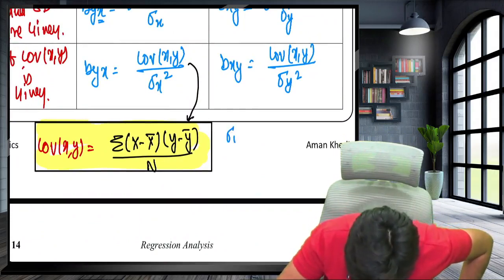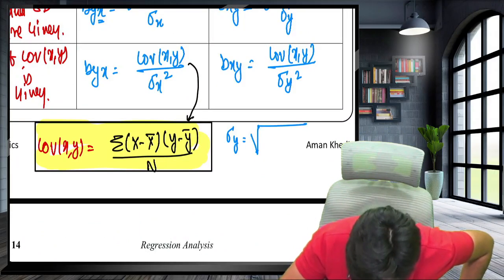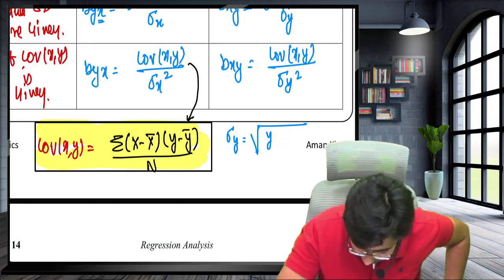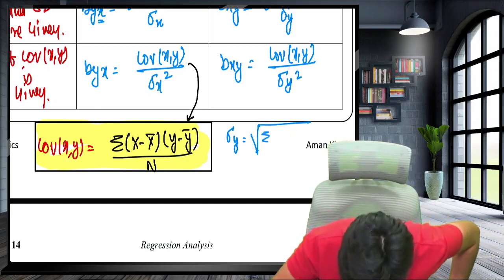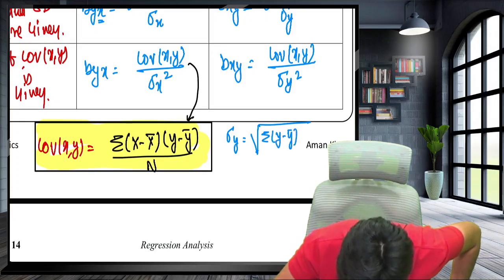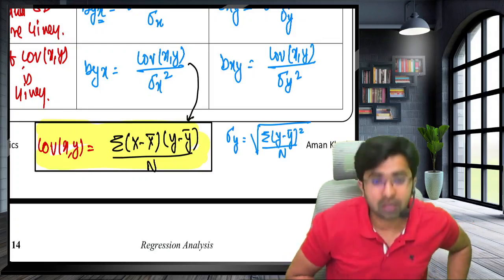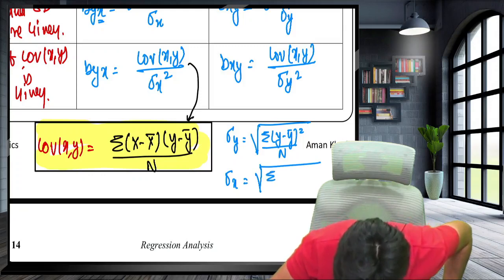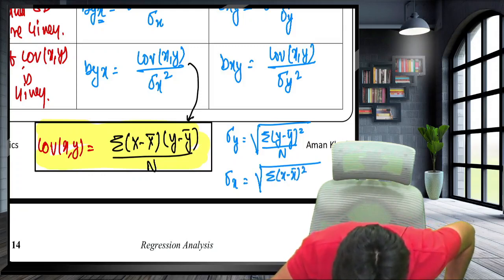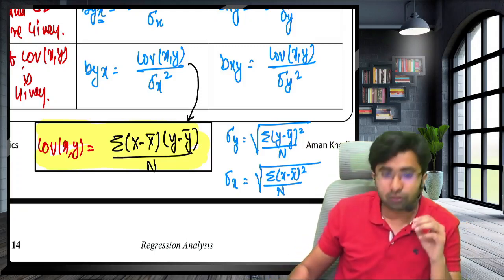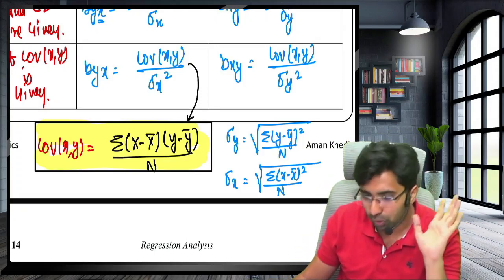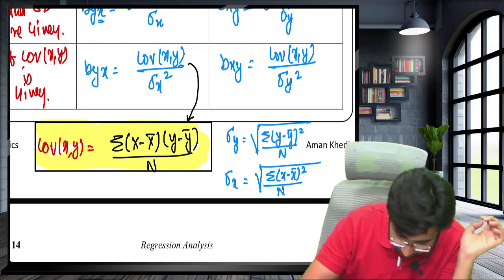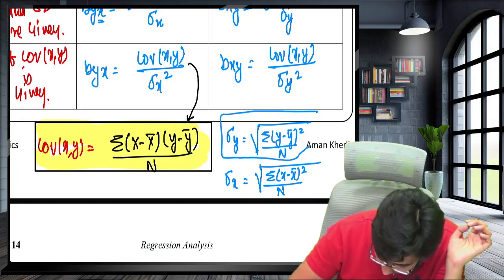Covariance, and what will be the standard deviation of y? That will be the square root of summation of y minus y bar whole square divided by n. What will be the standard deviation of x? This will be the square root of summation of x minus x bar whole square divided by n. Guys, please write down this formula. Now please think for formula number 2. Please write this down.